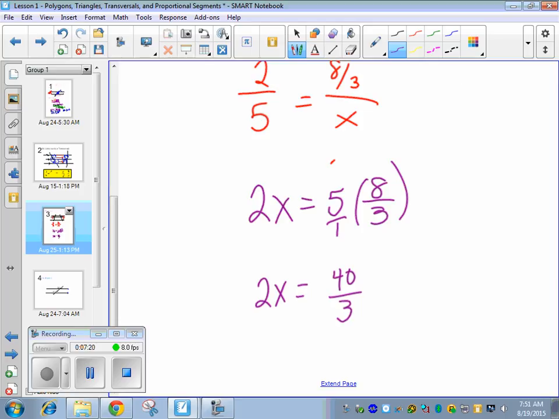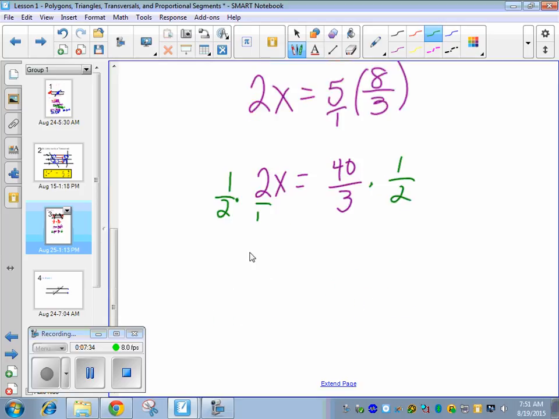And when you divide by 2, it is the same as multiplying by a half, which might be easier because we have a fraction on the right-hand side. So if this is 2 over 1, we multiply by the reciprocal here, 1/2, and we multiply by 1/2 on the other side. And so x is equal to, cross cancel here, 2 goes into 40. So I get 20/3.